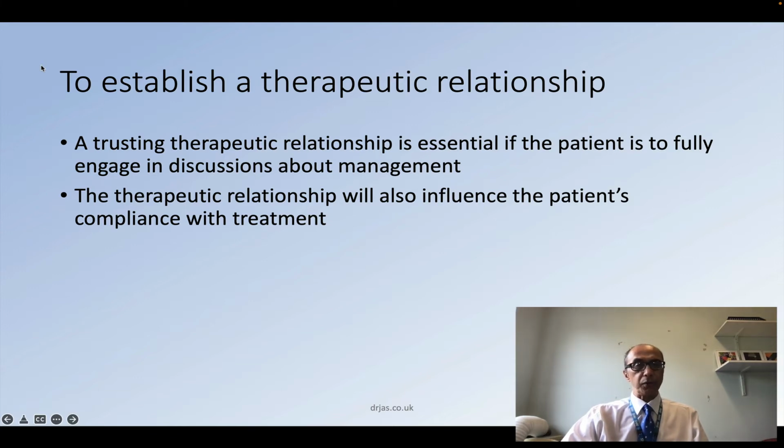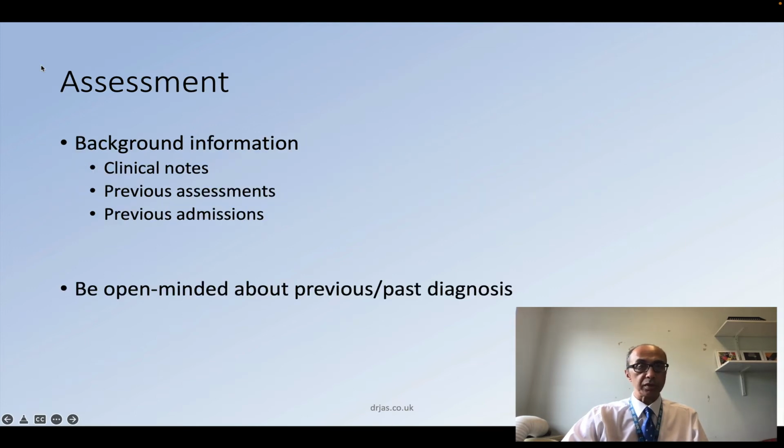It's very difficult to make progress with a patient if you are unable to develop a relationship whereby the patient has confidence in you, because you're really asking them to open up their inner selves to you, and if the patient has confidence in you, they're more likely to go along with your suggested treatment.